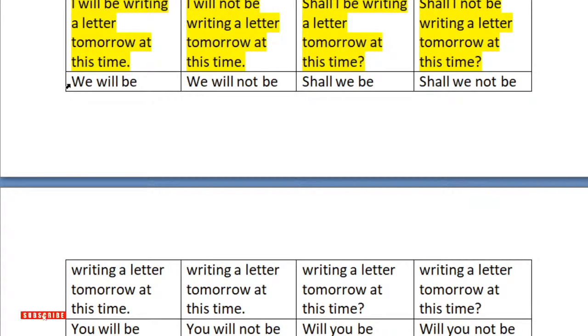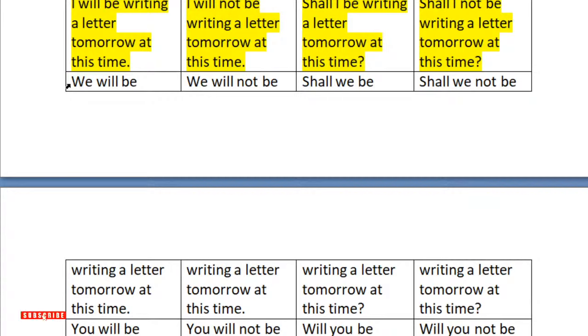We will be writing a letter tomorrow at this time. Shall we be writing a letter tomorrow at this time? Then shall we not be writing a letter tomorrow at this time? Then we have you will be writing a letter tomorrow at this time. Then you will not be writing a letter tomorrow at this time. Then will you not be writing a letter tomorrow at this time?